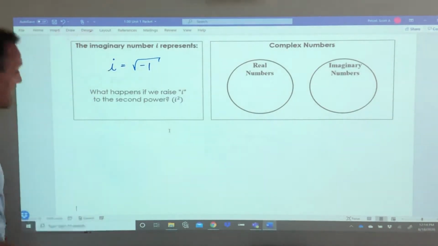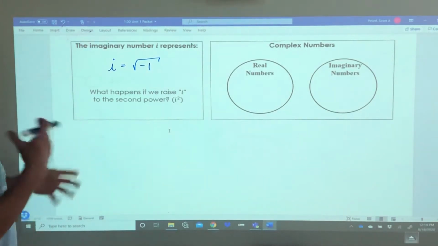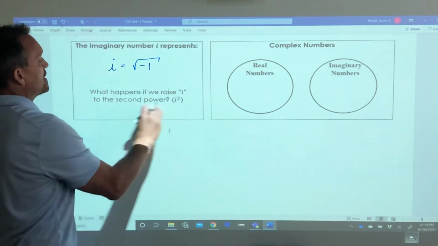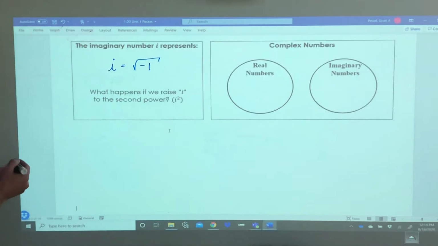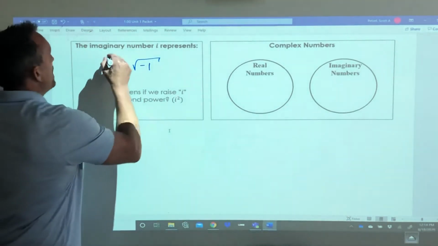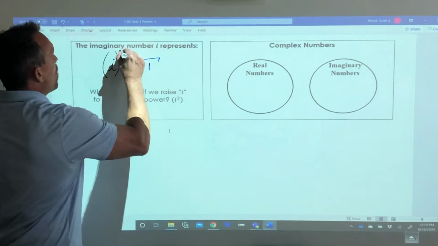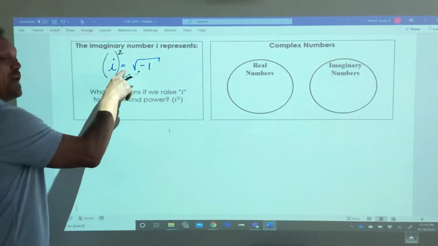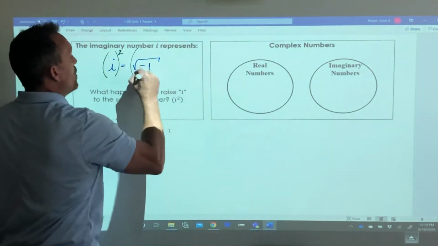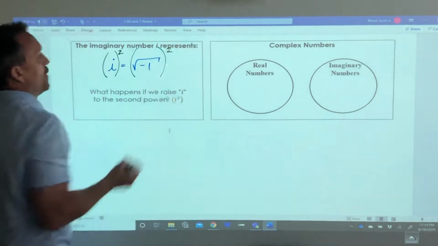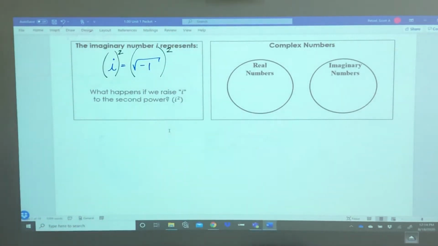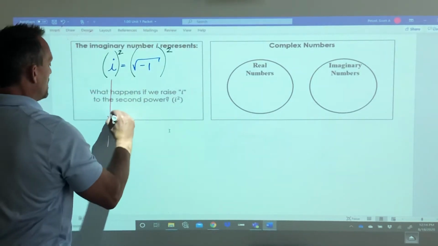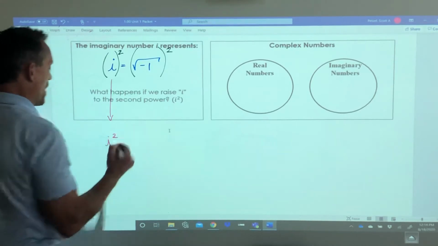So, how can we make sense of it? Well, we're going to use some tools that we're going to talk about. So it says, what happens if we raise I to the second power? What that is saying is, what happens if we square the I? Okay? So if we do something, this is an equation. If we do something to one side, we have to do it to the other. Okay? So what happens if we square the I or raise the I? Well, now on this side, we attain I squared.